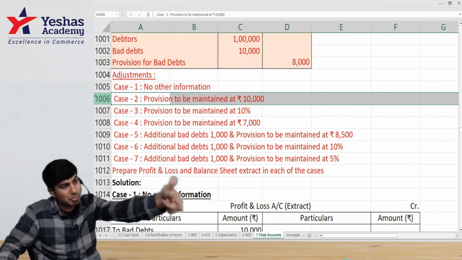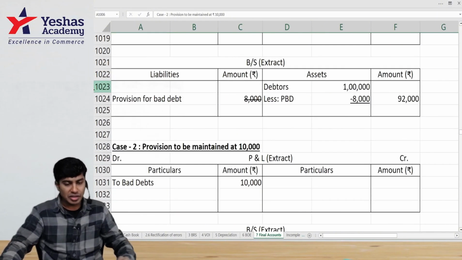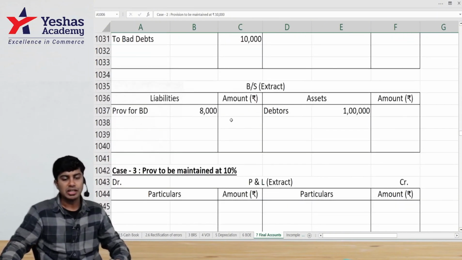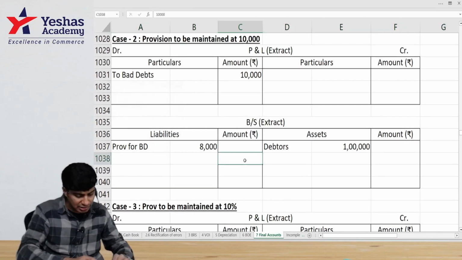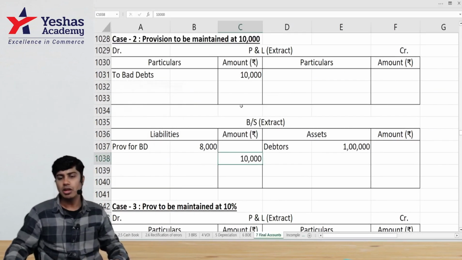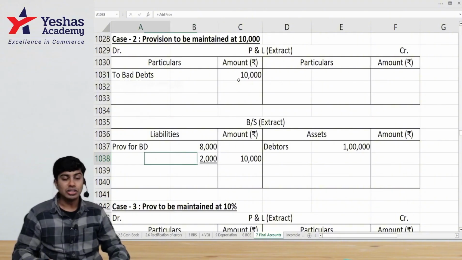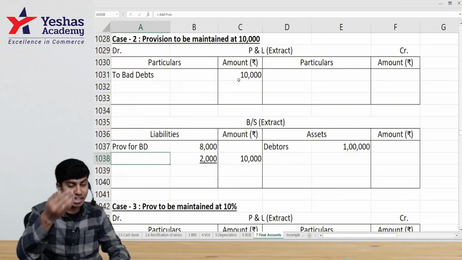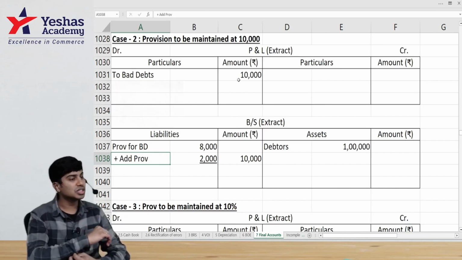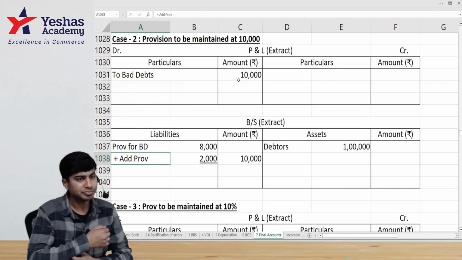Provision is to be maintained at 10,000. When they say this provision of 8 is to be maintained at 10, provision has to become 10. How does 8 become 10? You have to add 2. You have to add that 2000 as provision additionally created during the year.